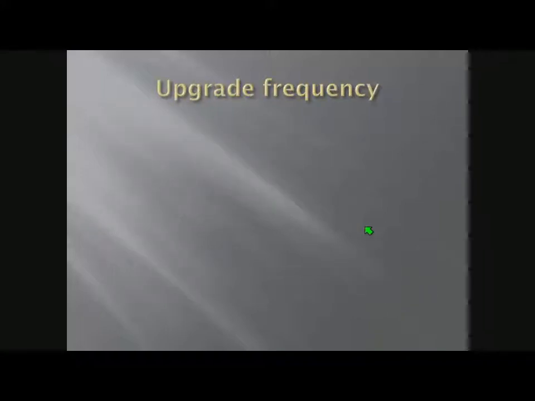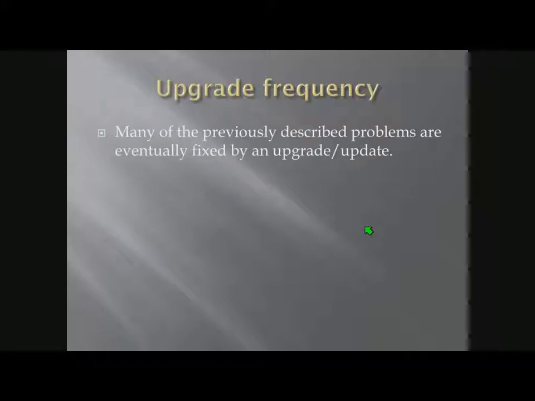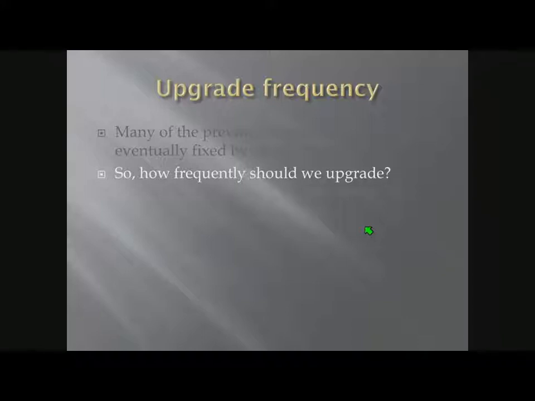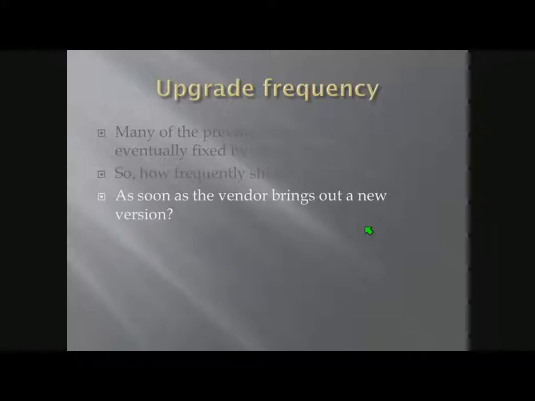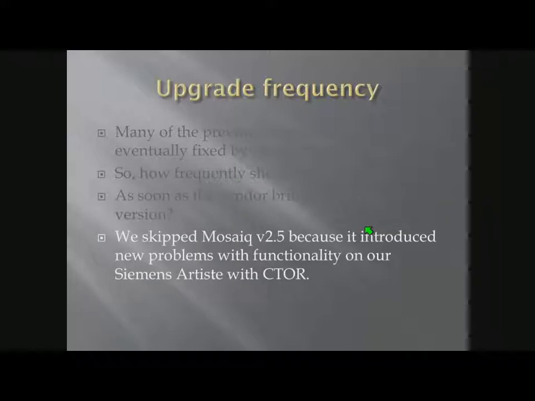James talked about the elaborate process that we have to go through for upgrades. These previous examples I've given you are typically eventually fixed by an upgrade. So how frequently should we upgrade? Do we want to upgrade as soon as the vendor brings out a new version? We happen to have skipped Mosaiq 2.5 because it actually introduced some problems with functionality on our Siemens Artiste.